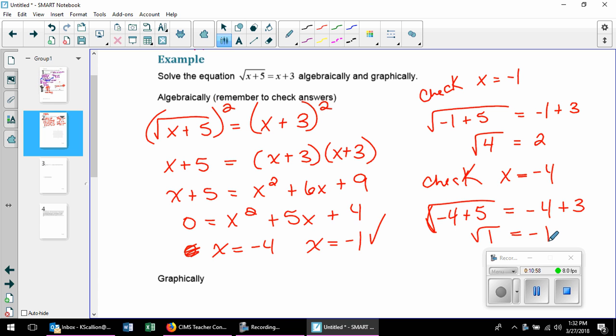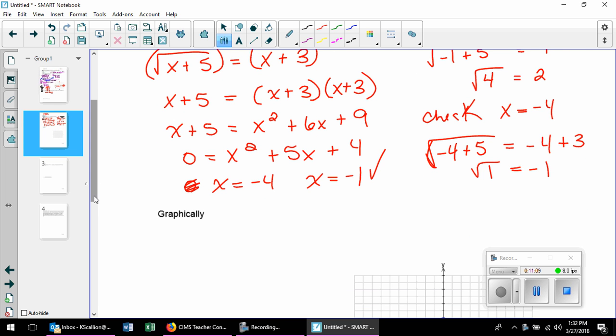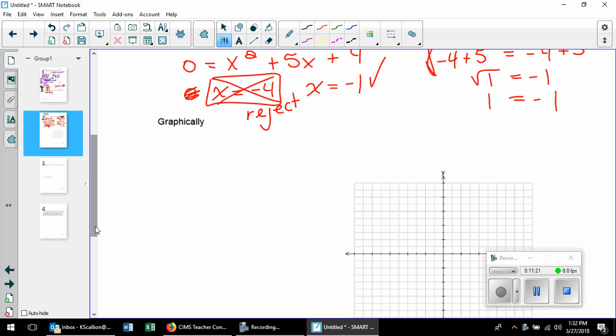We've got to think positive, negative. But we talked about this in the radical unit, we're dealing with the positive principal root. Right? So what's the square root of 1? We're dealing with positive principal roots. It would be this, and we would reject that answer.